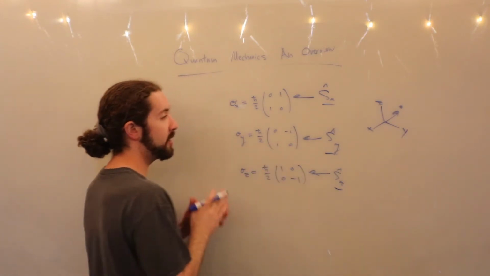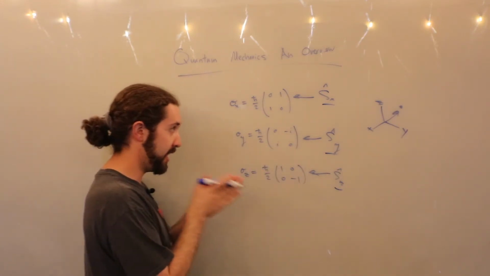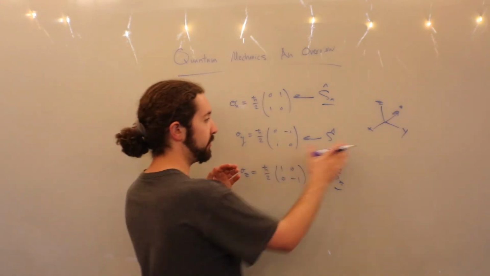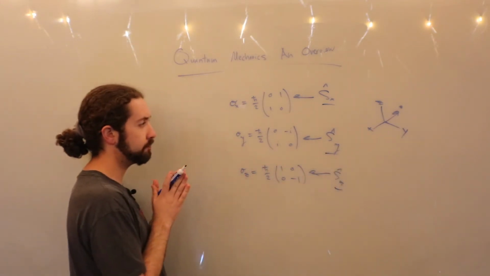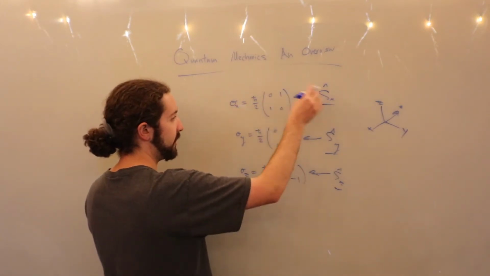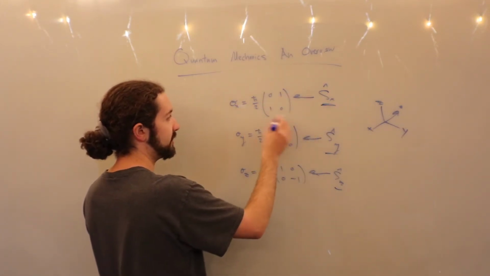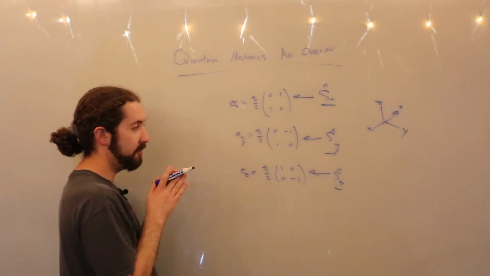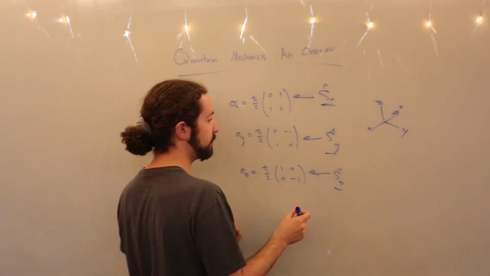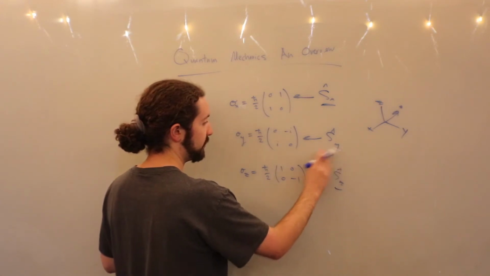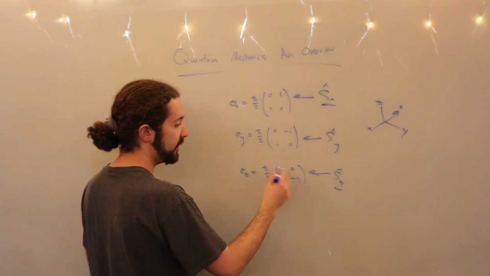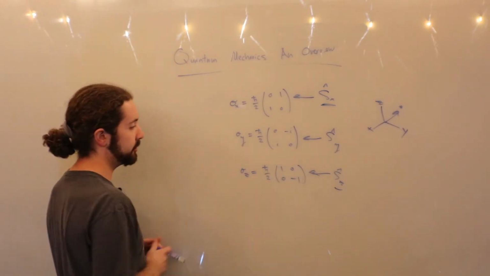So if we want to measure the spin of an electron, say in the x direction, however we orient our axes, so we have an x direction, we use this operator represented as this matrix. If we want to measure the spin of a particle in the y direction, we use S sub y hat, represented as this matrix, and the same with the z direction.